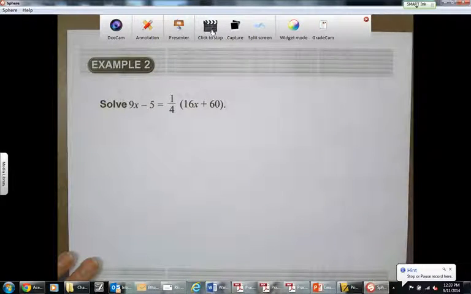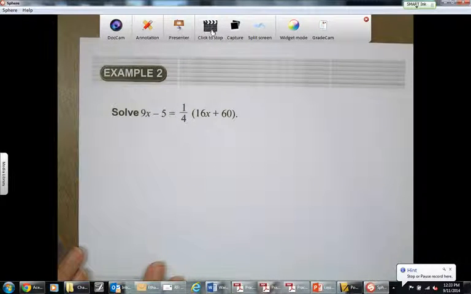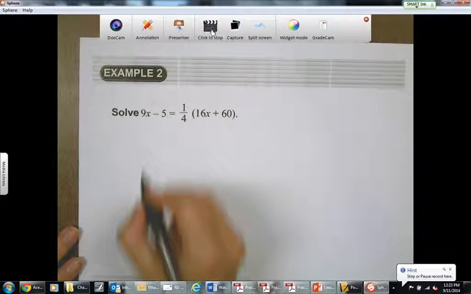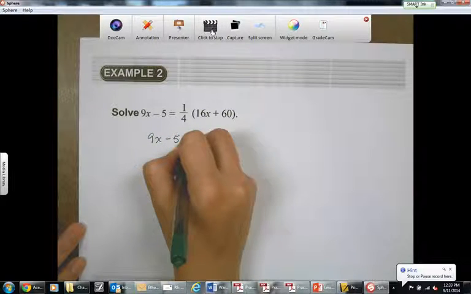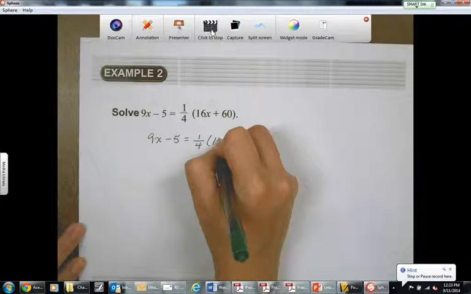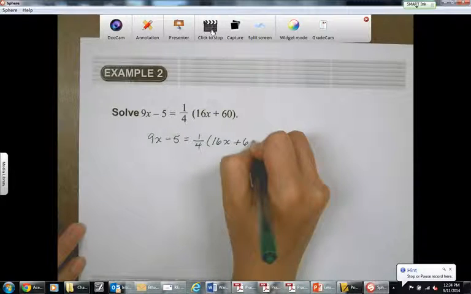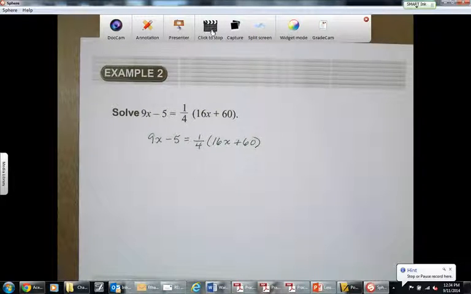All right, let's try example 2. I want you guys to tell me whether we should distribute or multiply by the reciprocal and give me a reason why you are going with that thought. Jawan? You should multiply by the reciprocal. Why? Because the 4 won't go into 60, you think? Yeah. You sure?